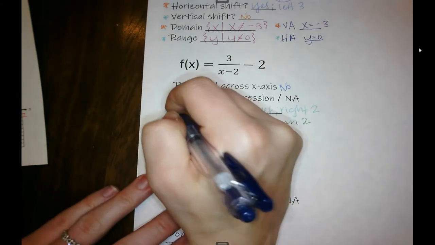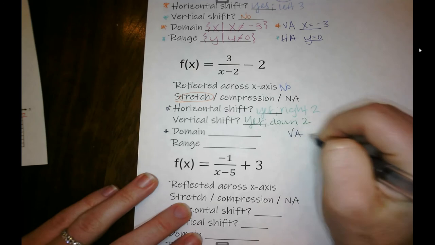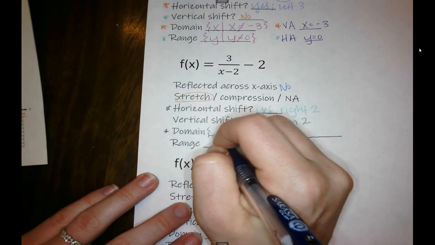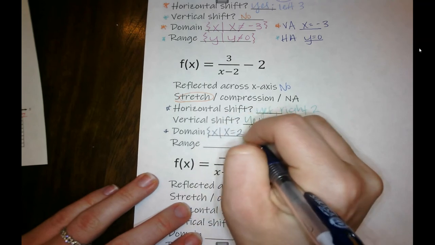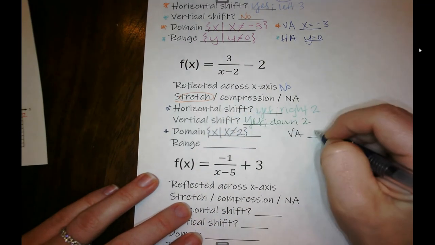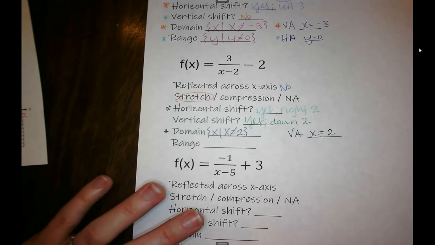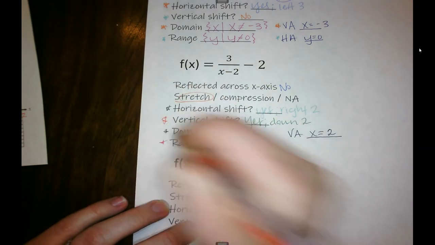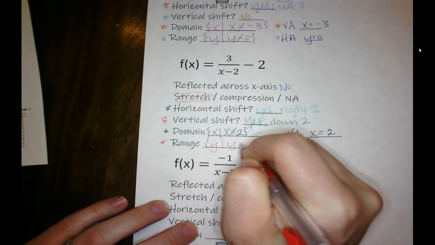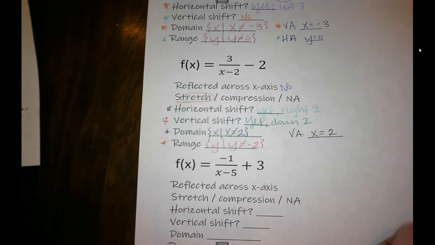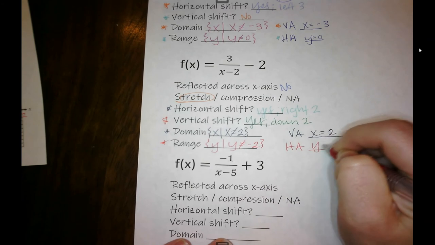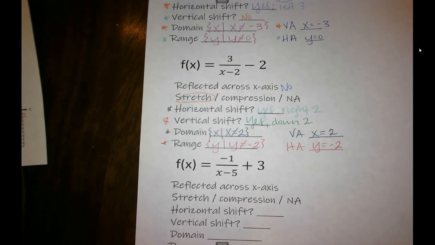Okay, let's see how these correlate. We went to the right 2, positive 2, so that means x is not going to equal 2, and our vertical asymptote is at x equals 2. We went down 2, so our range, y is not going to equal negative 2. If we're going down, it's negative 2. And our horizontal asymptote is at y equals negative 2. And we can put this into the calculator to check ourselves. But same thing.